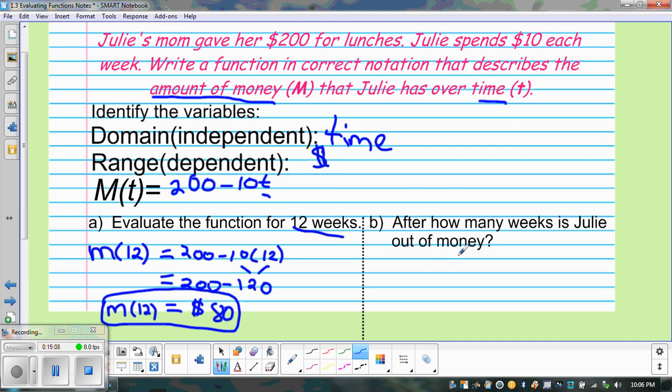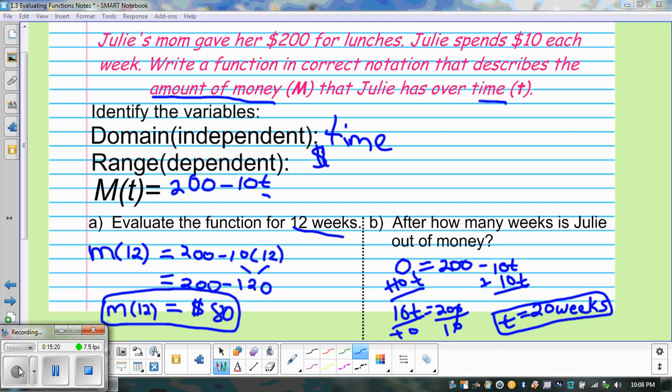be out of money? There are many ways that you can go about solving this. I would like you to take a moment and solve it. Pause the video. When you're done, come back and check your answer. So were you able to figure out that it would take Julie 20 weeks before she runs out of money? There are many ways you could have solved this and shown your work. I'm just going to show you one example.